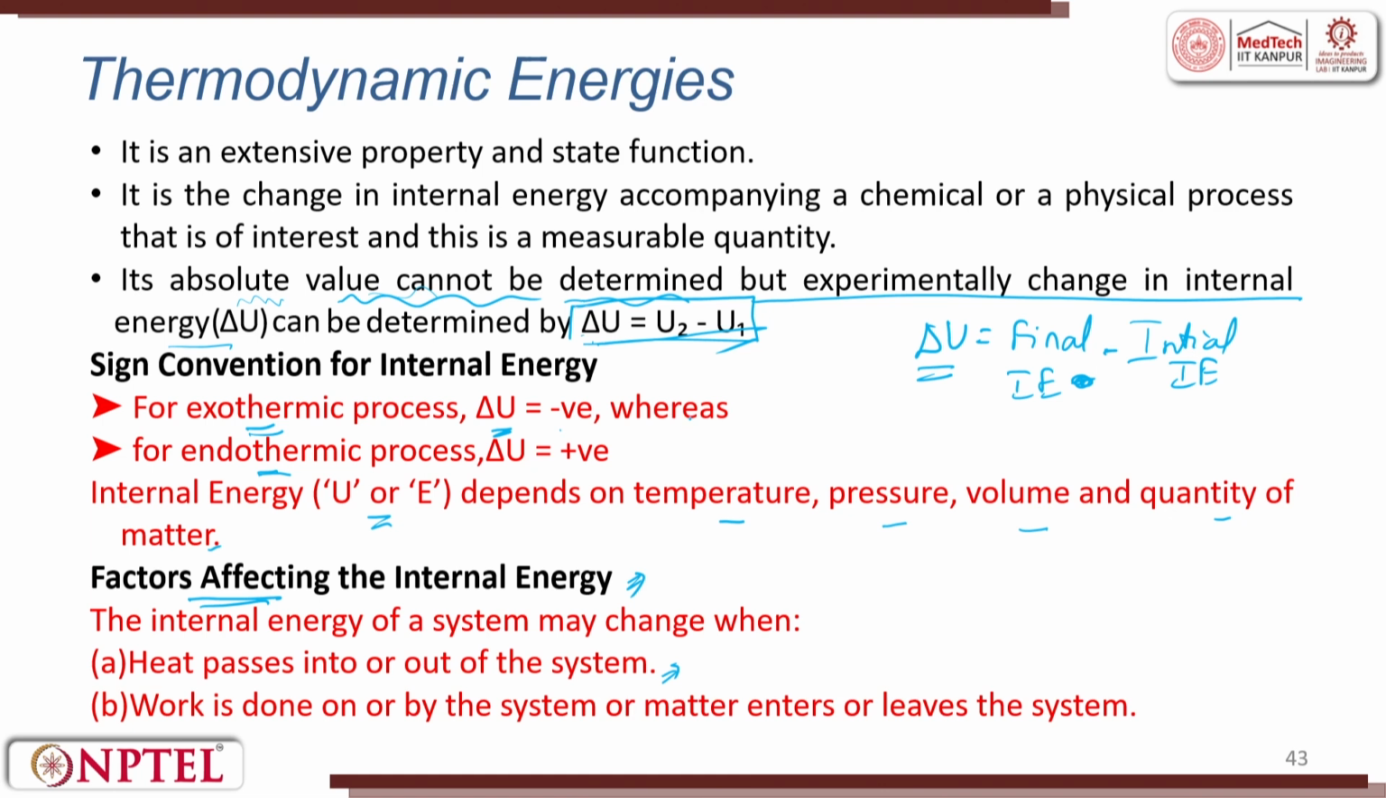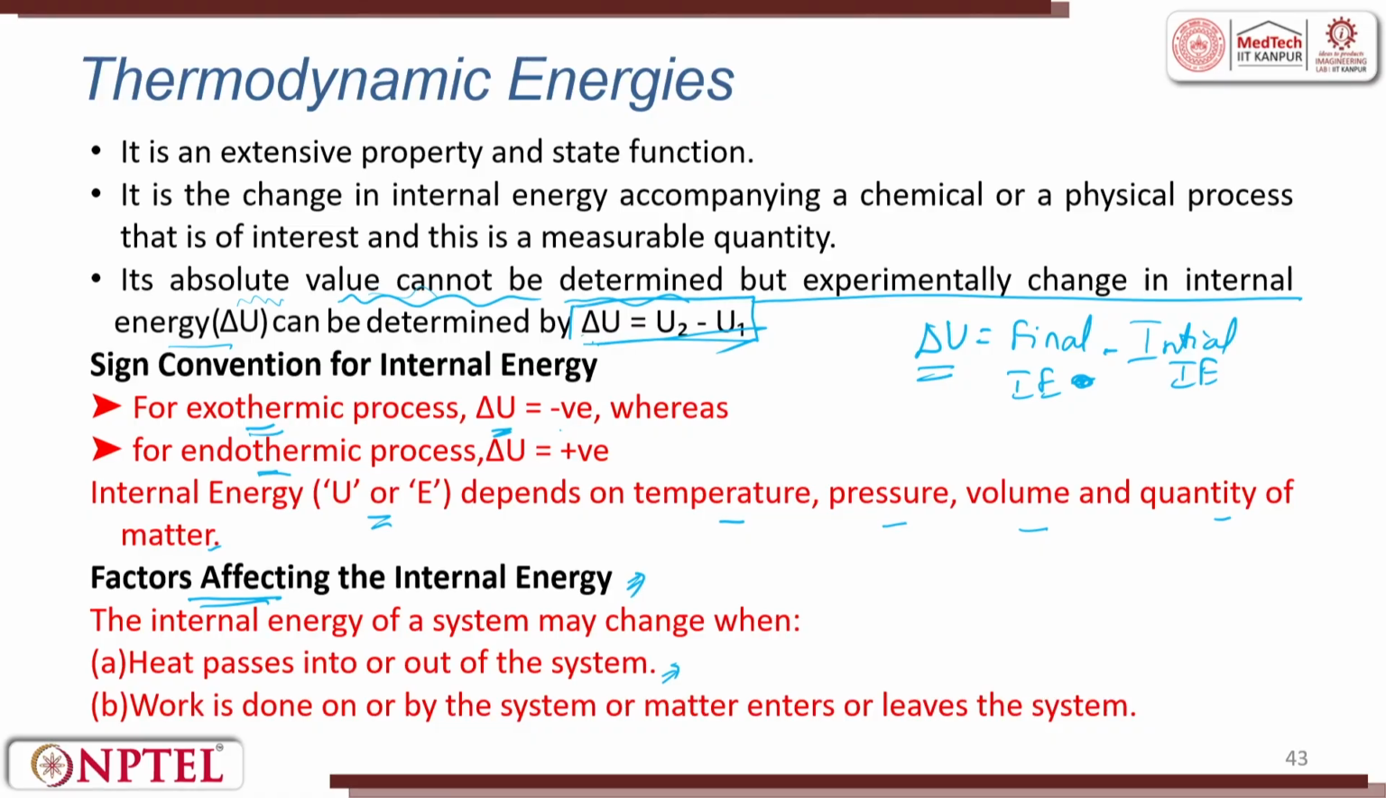Then I introduced exothermic and endothermic. Exothermic is when heat is getting rejected, so it has a negative value; when heat is absorbed, it is positive. And the last point is how this internal energy changes, which is quite natural, right. When the rod is heated, it radiates. When the pan is heated, it radiates. When the pan is heated and you put milk, there is a chemical reaction. So, heat passes into or out of the system, and work is done in or out of the system.